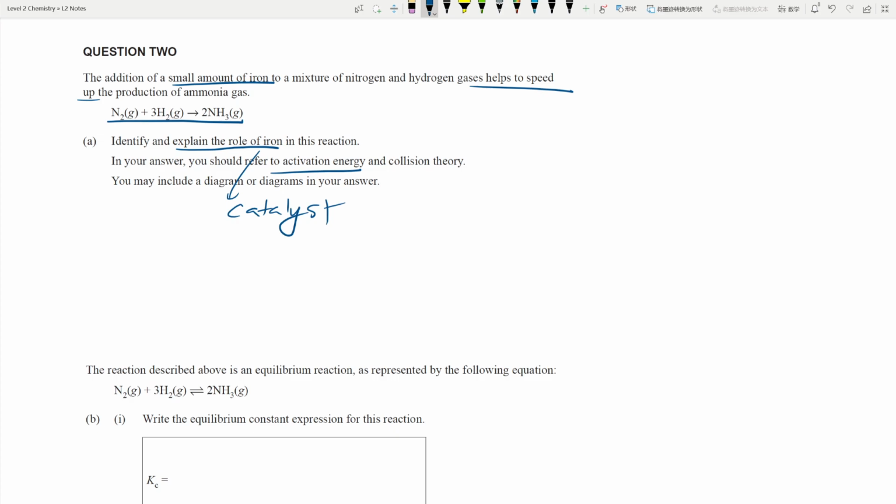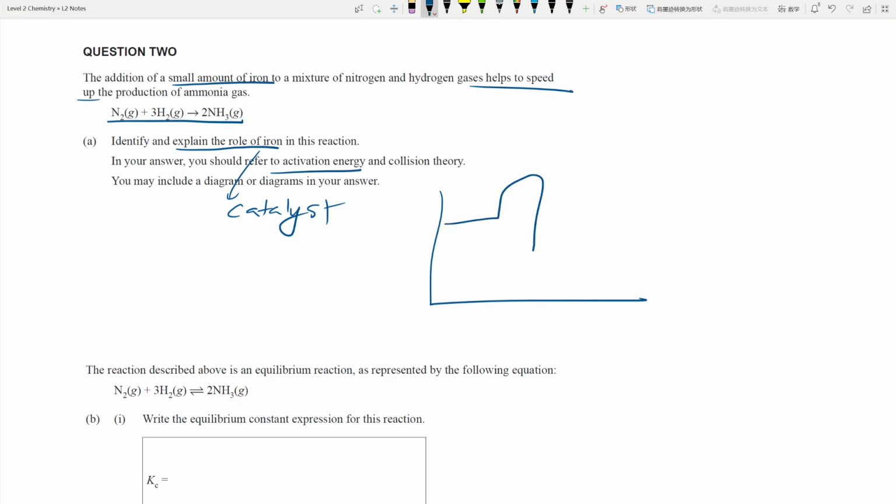It speeds up the rate of reaction because it provides an alternative pathway for the reaction with a lower activation energy. Therefore, more of these particles will have sufficient energy when they collide to overcome the activation energy. So there is a higher frequency of effective collisions. If you want to write that down, just play that again and write it down. My handwriting is too horrible, I'm not going to write all of that on screen.